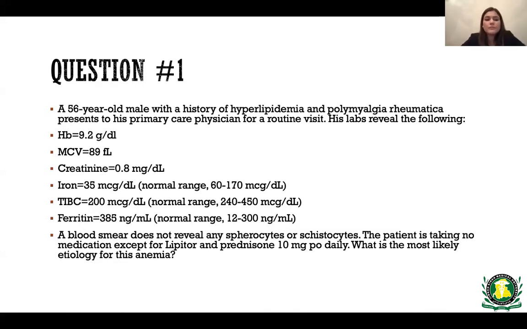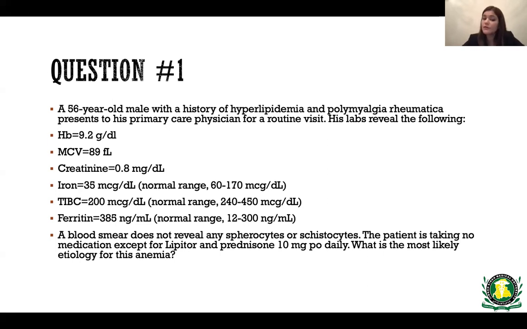So question number 1. A 56-year-old male with a history of hyperlipidemia and polymyalgia rheumatica presents to his primary care physician for a routine visit. His labs reveal the following: hemoglobin level of 9.2 gram per deciliter, MCV is 89, which is normal. Creatinine 0.8 milligram per deciliter, iron 35, and the normal range is 60 to 170, which is slightly lower. TIBC 200, borderline low, normal range is 240 to 450, ferritin 385.